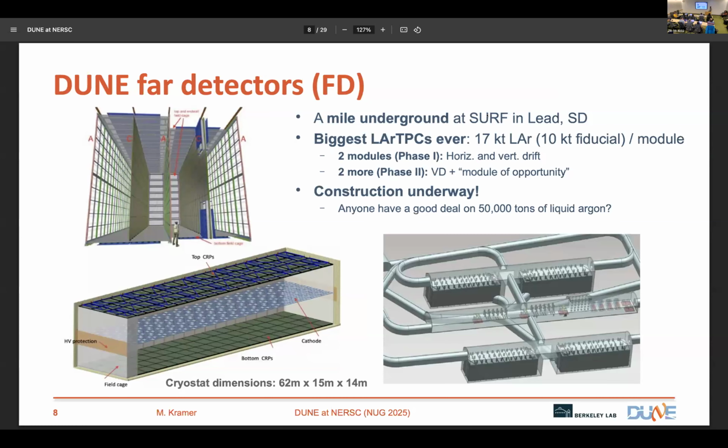So the far detectors, you can see here for scale how big they are. There's a little person below the one in the upper left. And so each one of these will have 17 kilotons, 17,000 tons of liquid argon. About 7 of that we're not going to really consider in our data analysis because it's close to the edge.